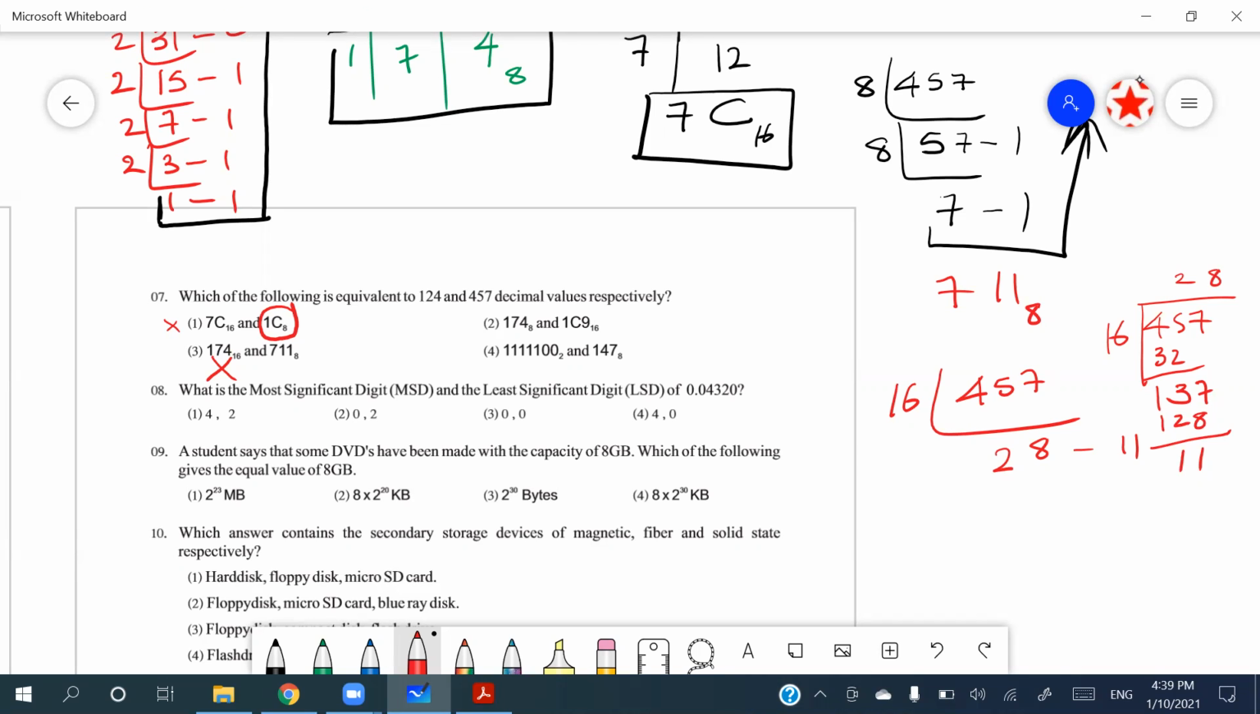Yes, 11 is remaining, divided by 16. Sir, 9 is remaining. Not 11, 9 is remaining. Hold on. Ah, yes.